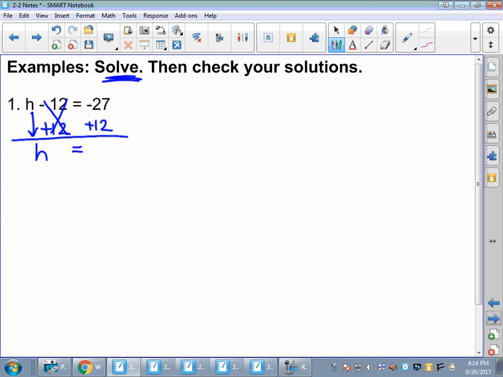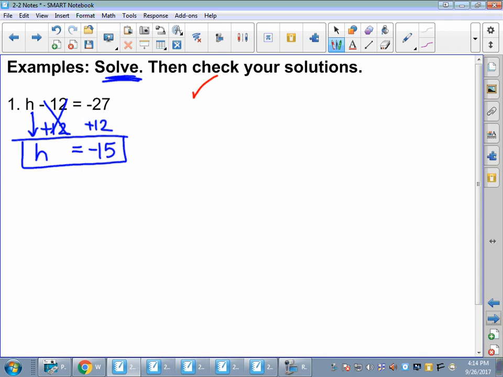-27 plus 12. If you don't trust your mental math, this is where the calculator really comes into play. And it's -15. Okay, so I'd like you to put a box around that somehow so I can see that that's your solution. When we go to check our solutions, I like to put a little check mark, and this is me checking to see if I did this correctly.